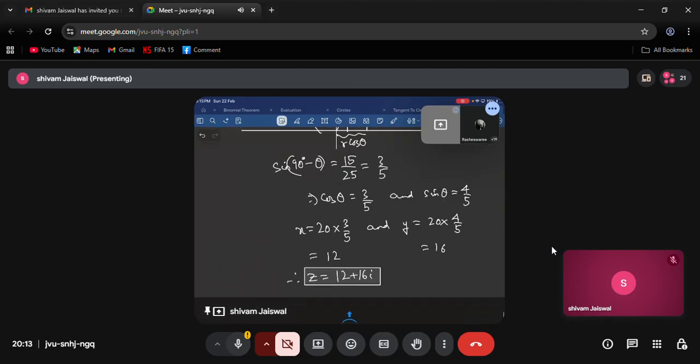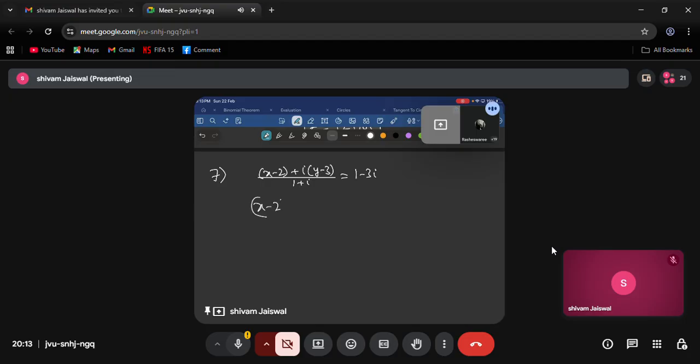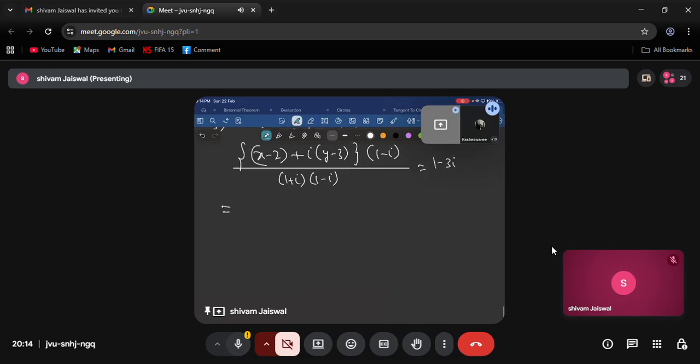So what I am going to do is rationalize it, everyone, and then compare. This is number 7. So rationalizing: x minus 2 plus iota into y minus 3, multiplied by 1 plus iota, upon 1 plus iota into 1 minus iota. What is 1 plus iota into 1 minus iota? 2. So everyone, let us multiply.